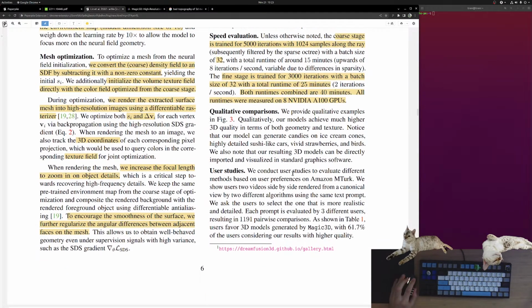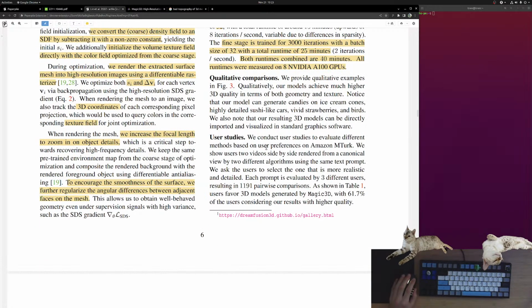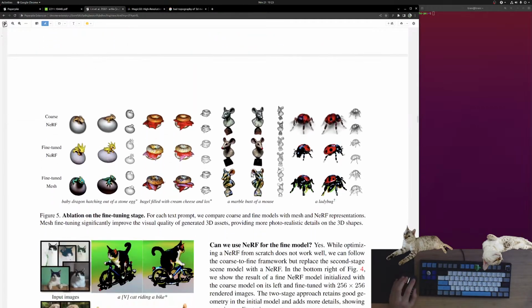Okay, so they're saying qualitatively their model does better. They used Amazon Mechanical Turk to get people to say which one they prefer, and which one is more realistic. And then people are saying which one they think is more realistic.